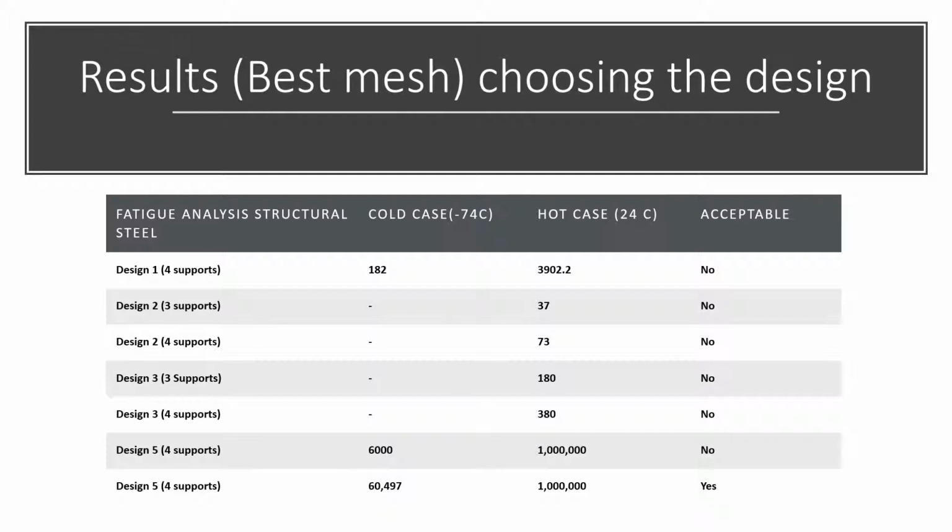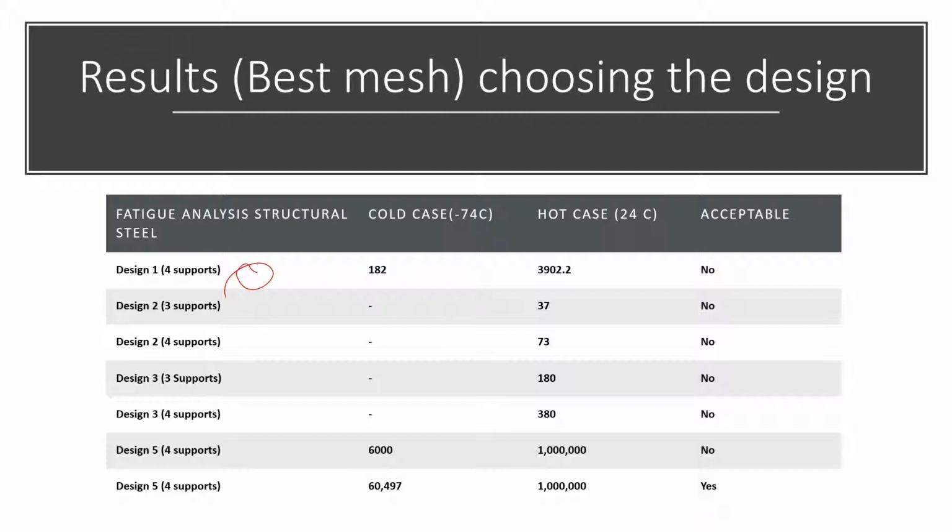So now we're looking at results. This is using the best possible mesh and how we led to the actual design. This is a lot of simulations compiled into one table. First we have design 1, which with 4 supports gave us 182 cycles before it failed.